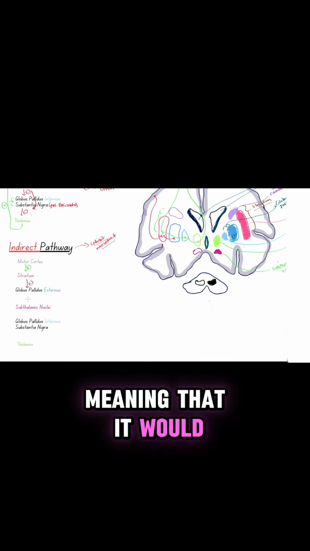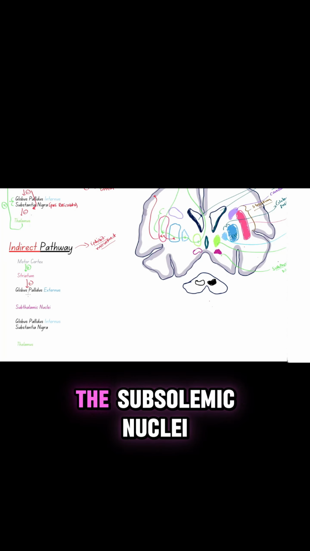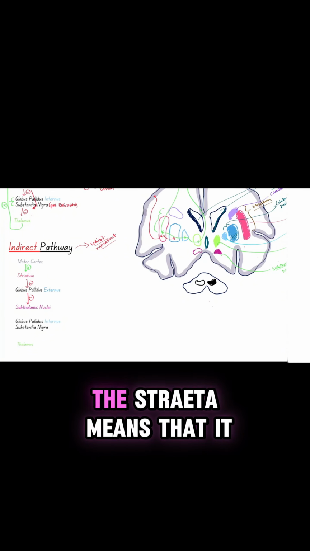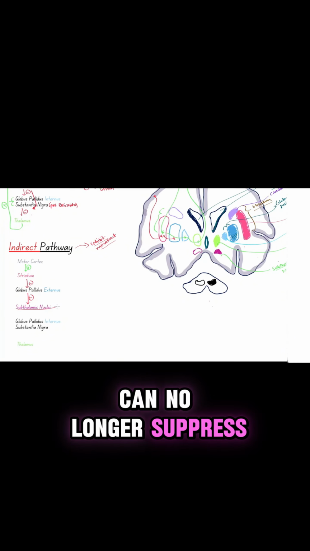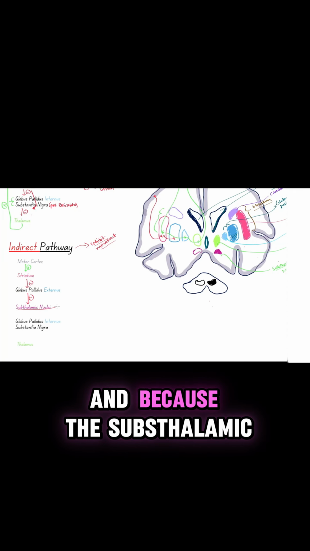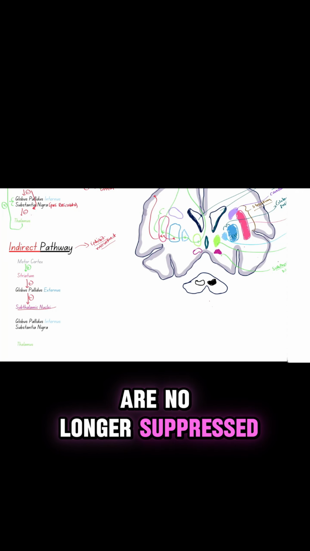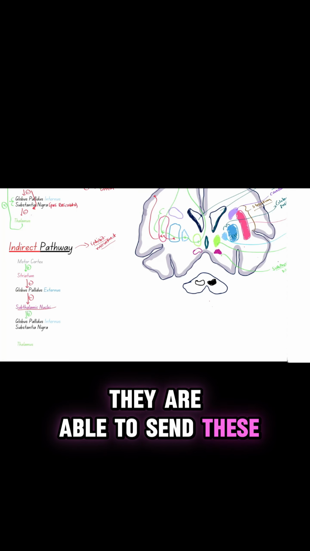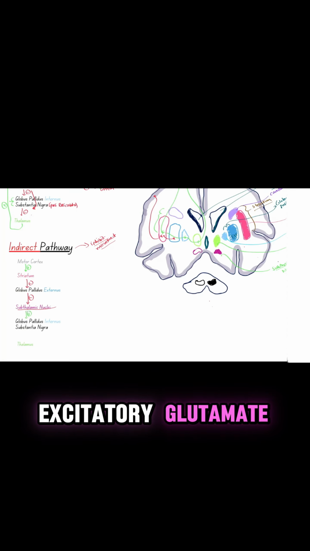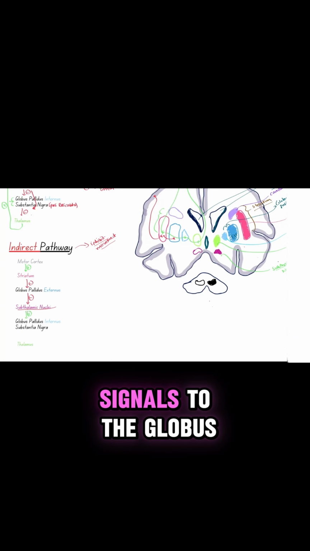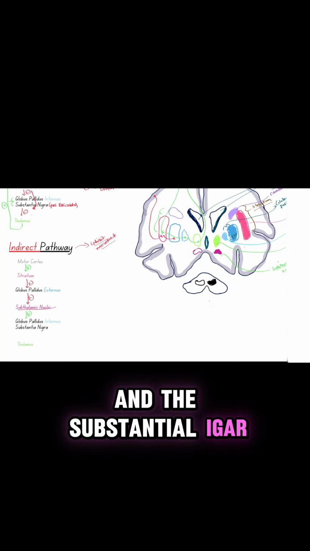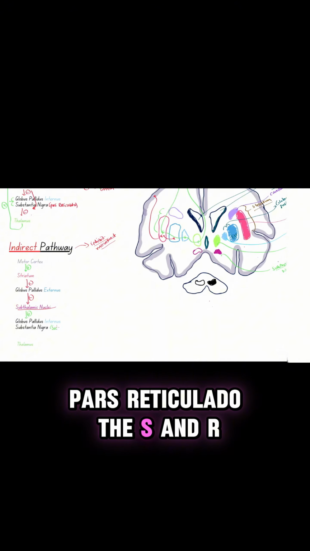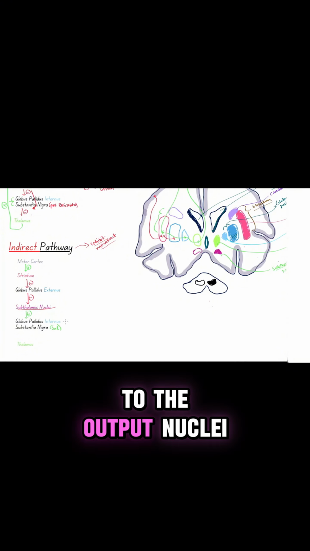Since the globus pallidus externus is normally inhibitory, meaning that it would usually inhibit the subthalamic nuclei, essentially inhibiting it via the striatum means that it can no longer suppress these subthalamic nuclei. And because the subthalamic nuclei are no longer suppressed, they are able to send these positive excitatory glutamate signals to the globus pallidus internus and the substantia nigra pars reticulata, the SNr, the output nuclei.